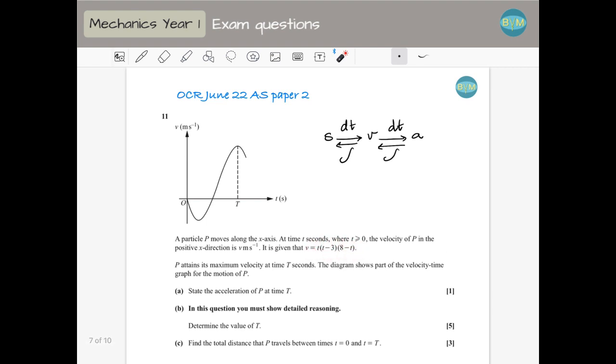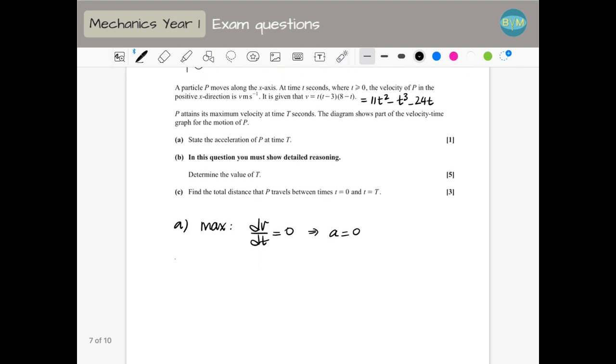I'm going to rewrite it, expanding brackets, because for differentiation it is better. So I'm going to rewrite this function, just expanding brackets. I'm not doing anything else. It is 11t squared minus t cubed minus 24t. And then I'm going to differentiate that. So for part b, dv by dt is going to be 22t minus 3t squared minus 24, and that must be equal to 0.